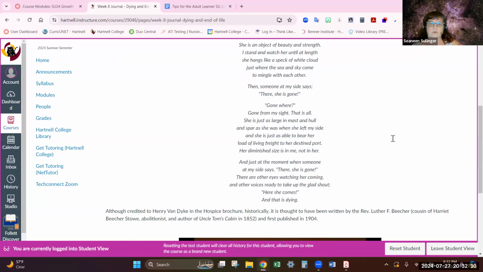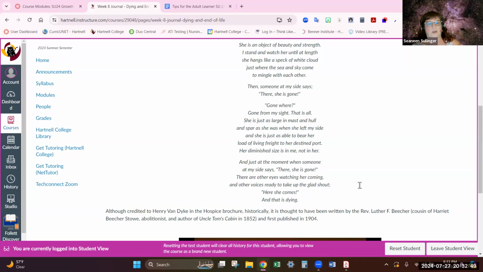And just at the moment when someone at my side says, "There, she's gone," there are other eyes watching her coming, and other voices ready to take up the good and glad shout. "Here she comes." And that is dying.